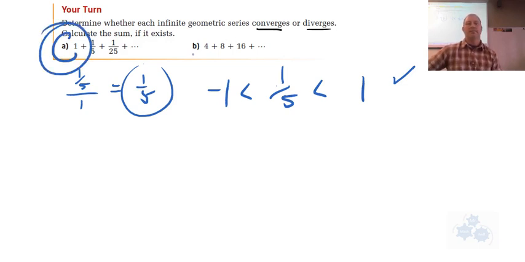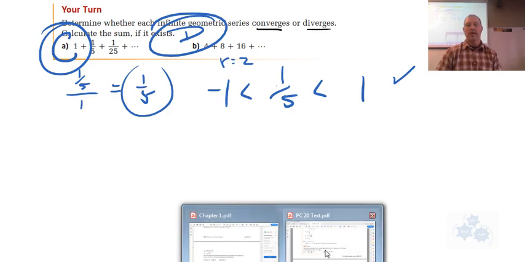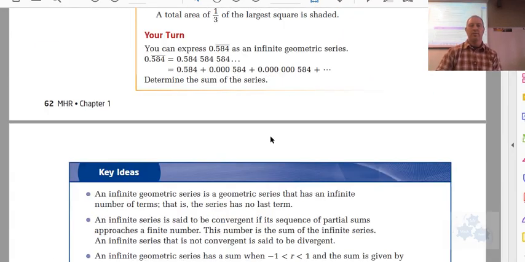B. Do these numbers appear to be getting smaller and smaller, approaching 0 in a geometric sense? Nope. r is 2. Is 2 between -1 and 1? No. This is divergent. Got it? r has to be like a fraction, positive or minus, a fraction between -1 and 1. Okay, that was easy. That was maybe too easy.